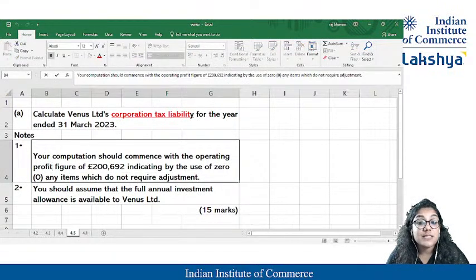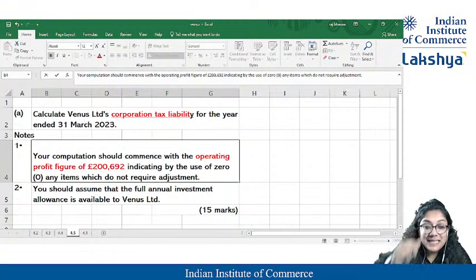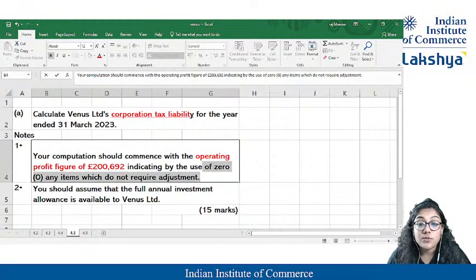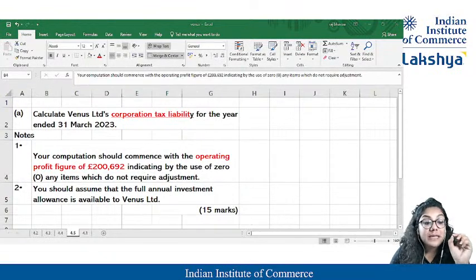Your computation should commence from the operating losses, guys. We did two questions like that only. Now it will be easy. Using zero also, students, always remember, even if you get some answer zero, please record it.